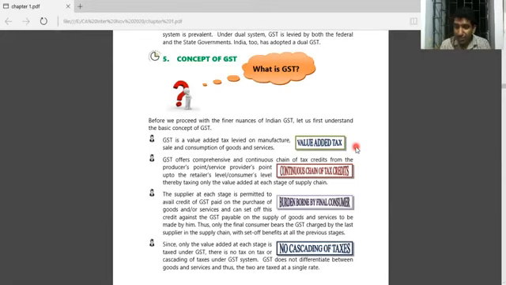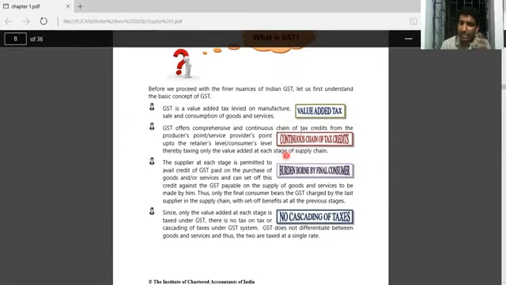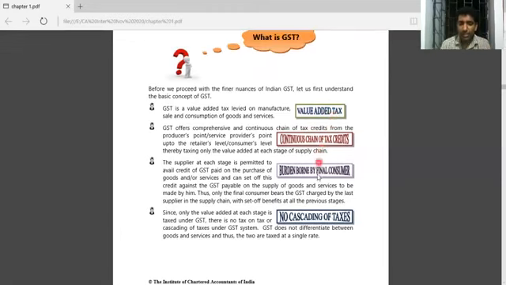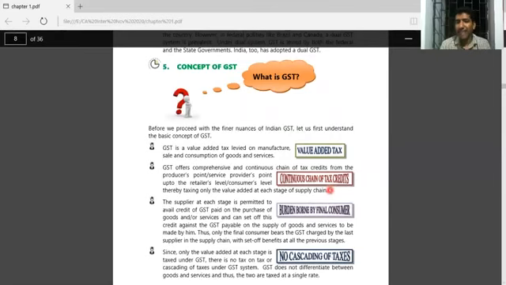So what is the value added? When the supplier supplied it to the retailer, how much profit did he actually earn? It is actually 500 rupees. He purchased for 1,000 and he sold it for 1,500. So the profit margin or the value added at stage 2 is 500 rupees, and 500 into 5% is 25 rupees. So 25 rupees is the tax added at stage 2. So at each stage, tax is calculated only on the value added. That is the speciality of this GST. GST is a value added tax levied on manufacture, sale and consumption.